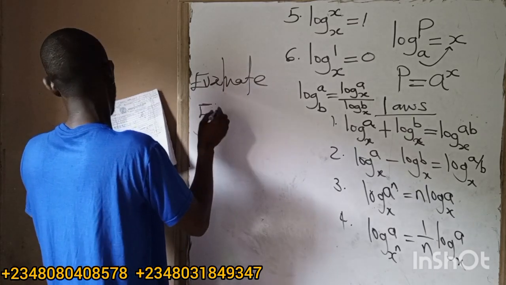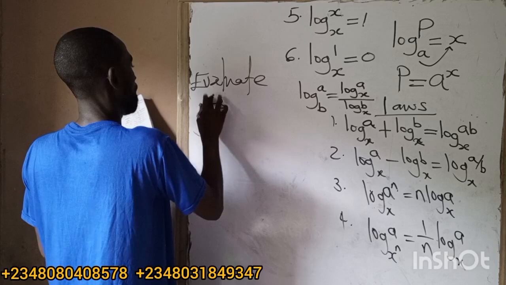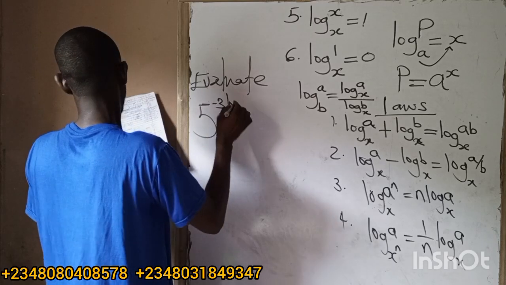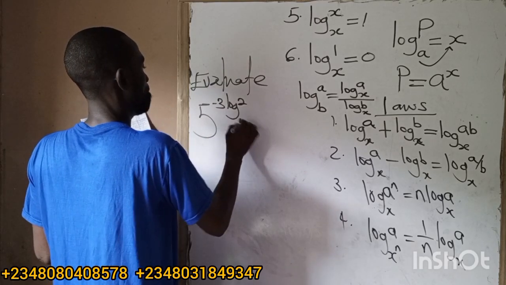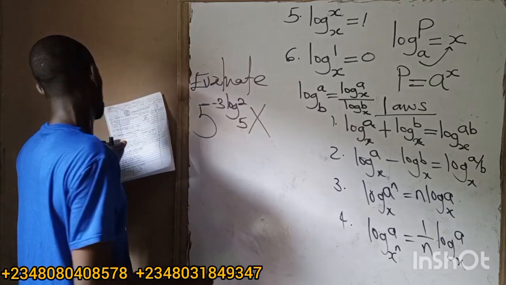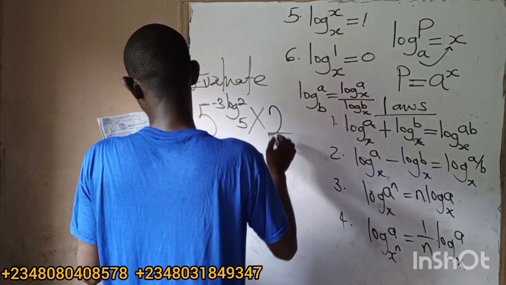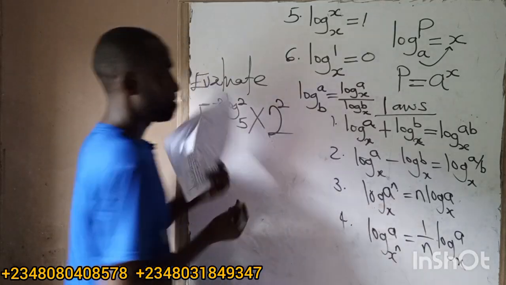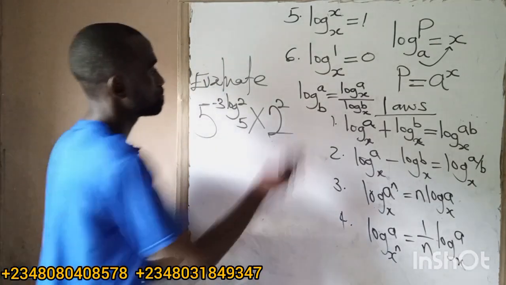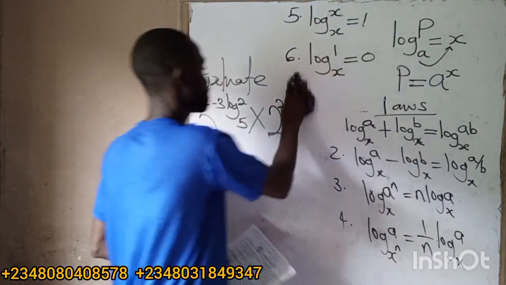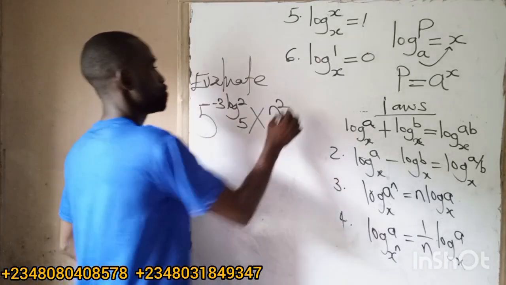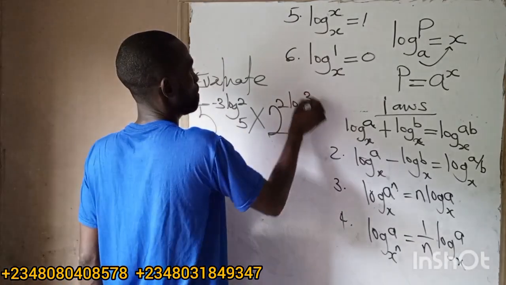5 raised to power minus 3 log 2 base 5, multiplied by 2 raised to the power of 2 log 3 base 2.